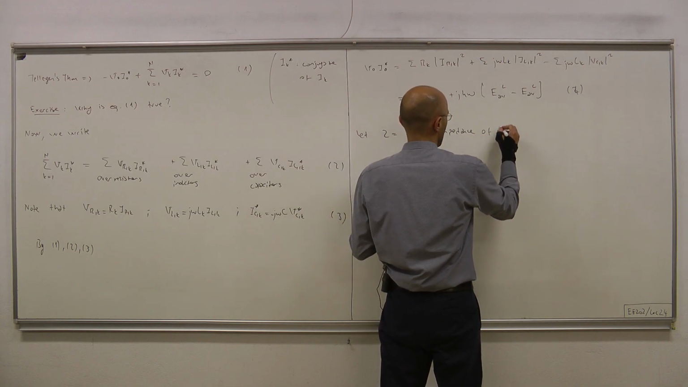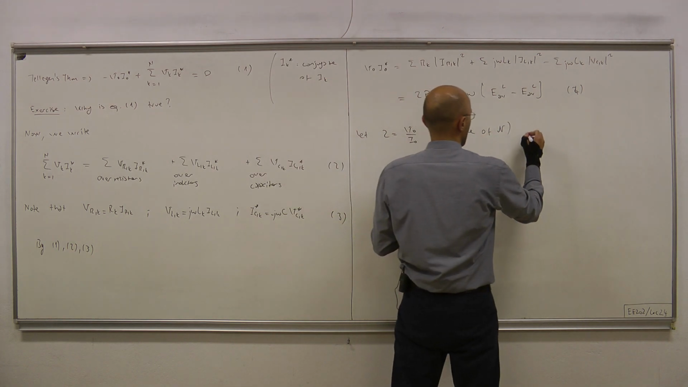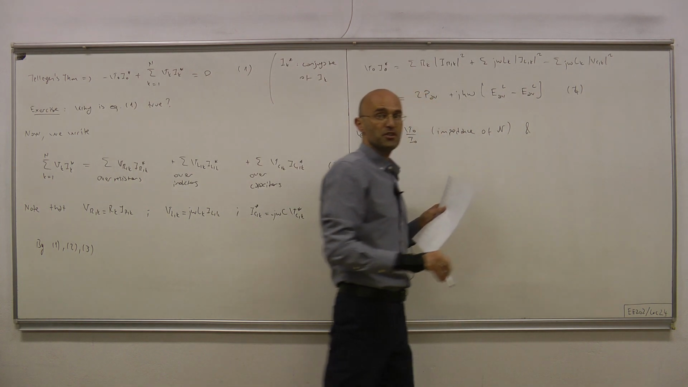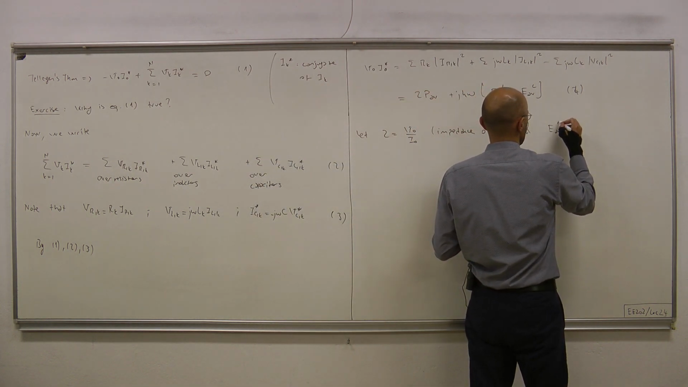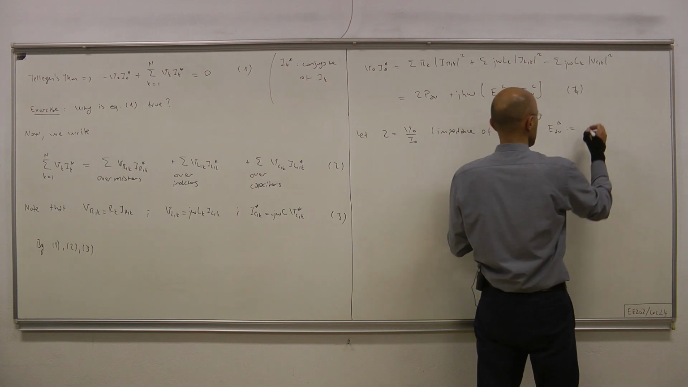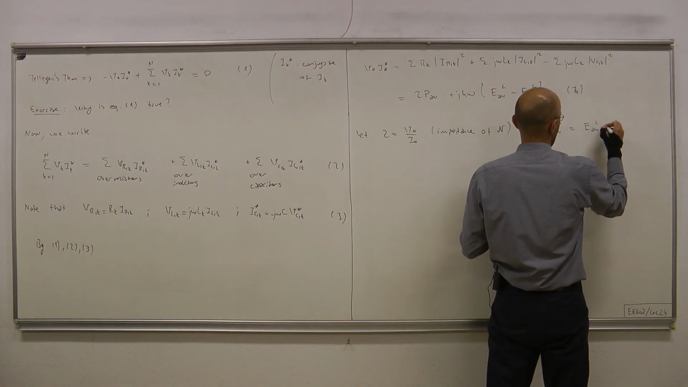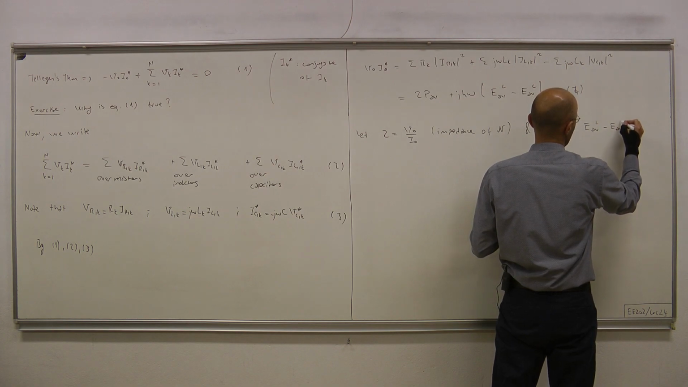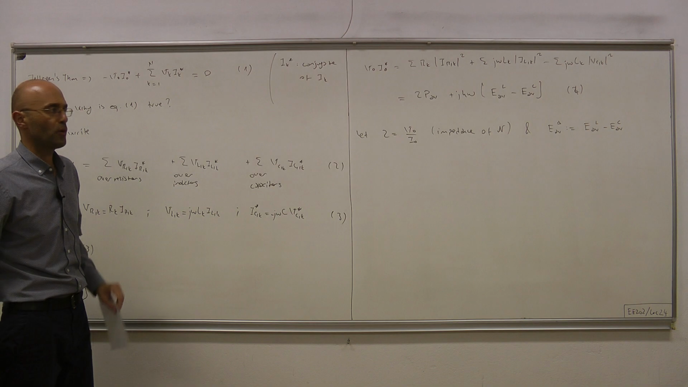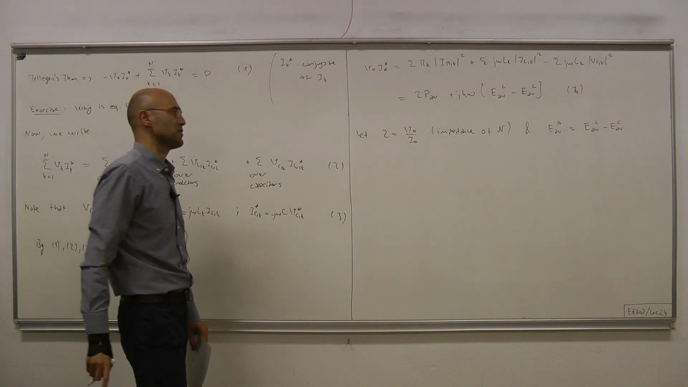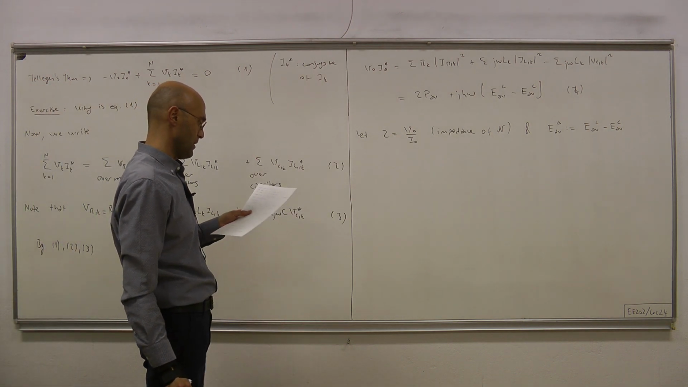Impedance of N. And let's give this difference a name. E average delta, defined as E average L minus E average C. Okay? So the difference between the stored energies in the inductors and the stored energies in the capacitors.